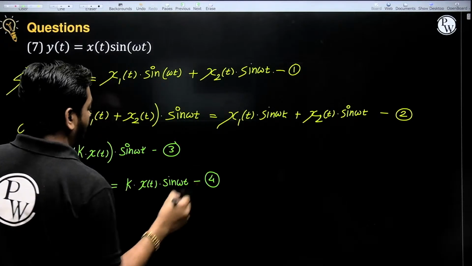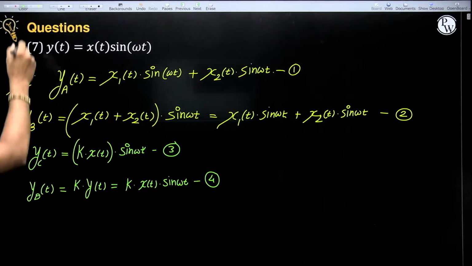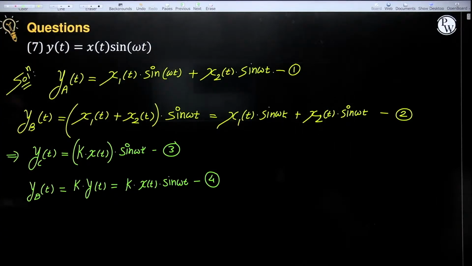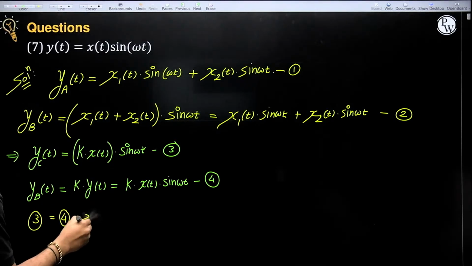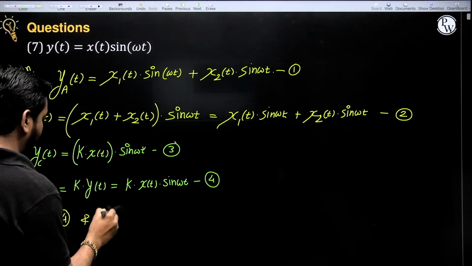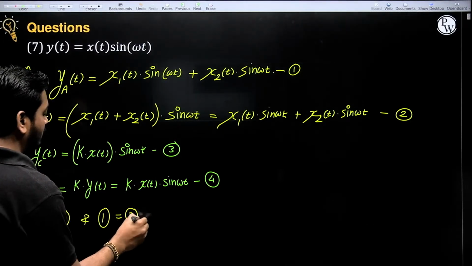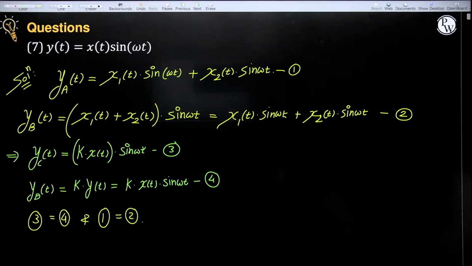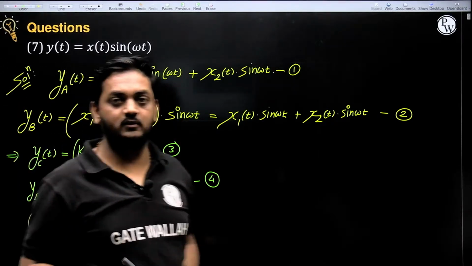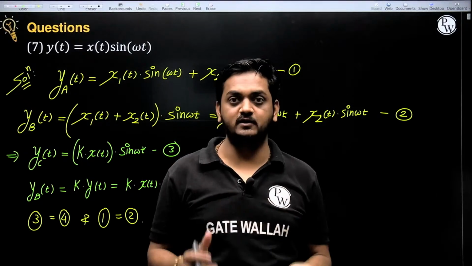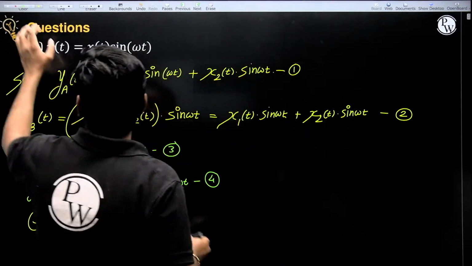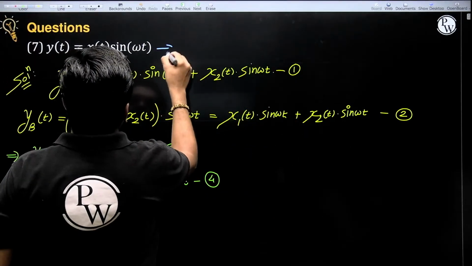This is number 4. Now, check number 3 and number 4. Here we can say 3 is equal to 4. Correct? 3 is equal to 4 and 1 is also equal to 2. So this system satisfies both the principle of superposition, or superposition theorem, as well as the homogeneity theorem. That's why the given system is said to be a linear system.